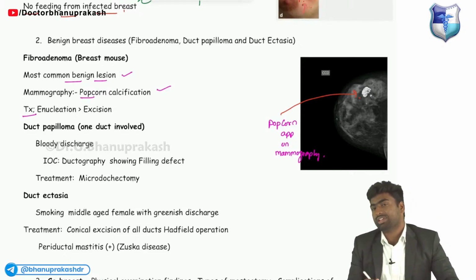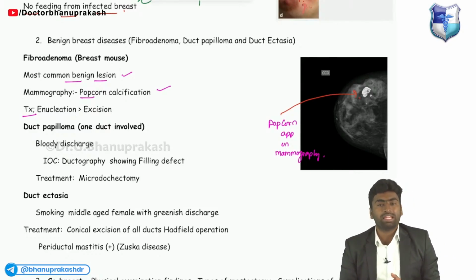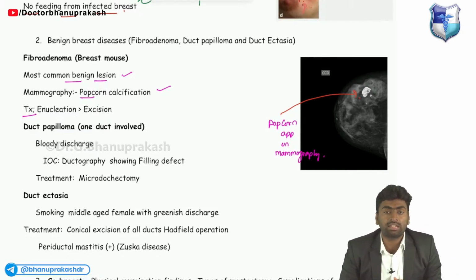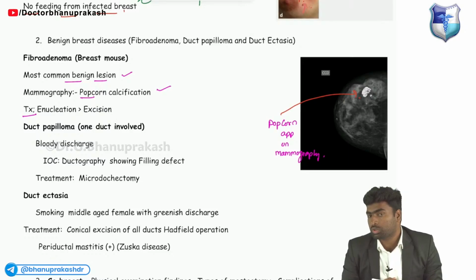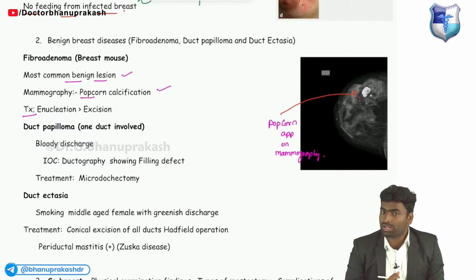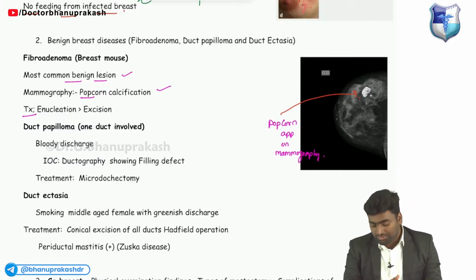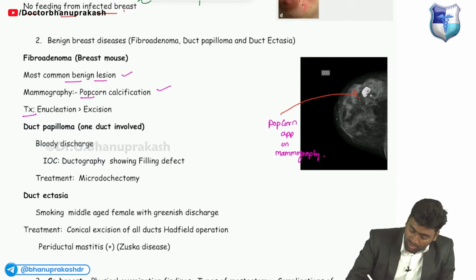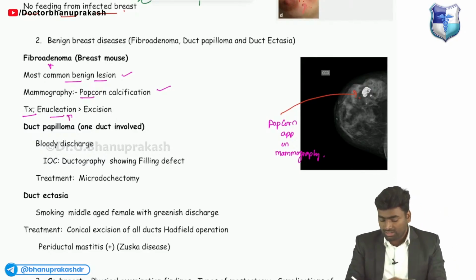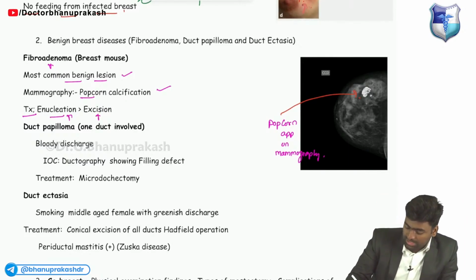Usually, unless there is any pain or any cosmetic reason, we won't do any surgery for it. If it is causing pain because of neuronal involvement, or if it is of cosmetic significance, then only we remove the fibroadenoma. How can we remove it? We can remove it by enucleating it, or by simple excision. Okay, simple excision, and usually we do curvilinear incisions around the nipple.